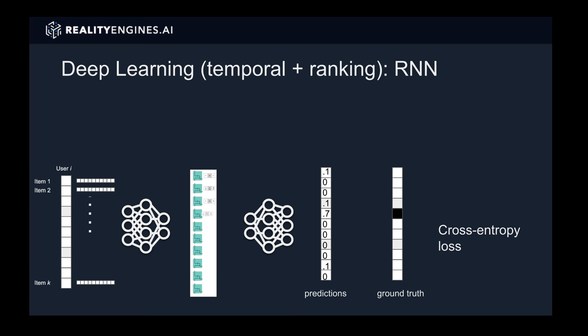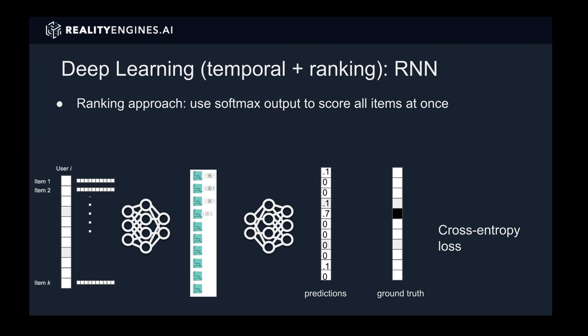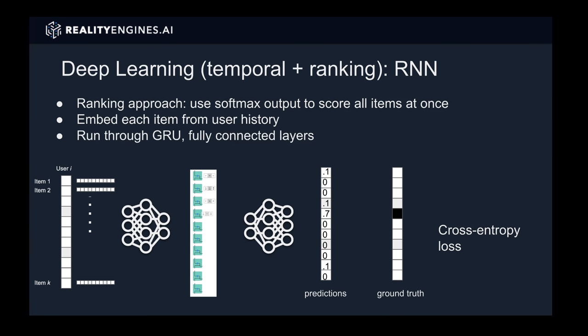Okay, so this is what it looks like in the full end-to-end. On the left side, we have a user and all of their item history that's ordered. Then we first run all the items through an embedding layer, and then we run it through the GRU from the previous slide. And then we run the output of the GRU through some fully connected layers.